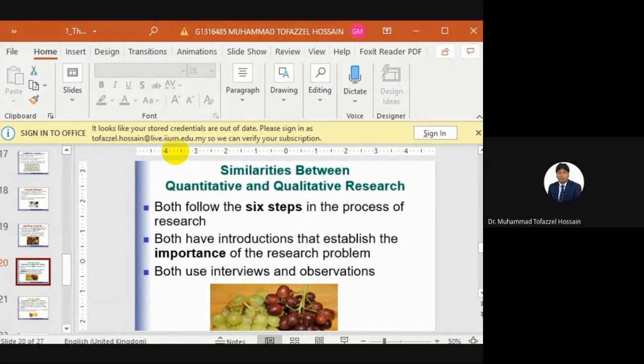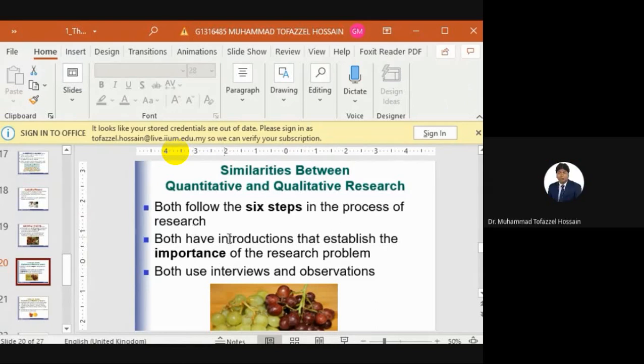Okay, so Adnin, would you like to read now? Sure, sir. Both follow the 6 steps in the process of research. Both have introductions that establish the importance of the research problem. Both use interviews and observations.